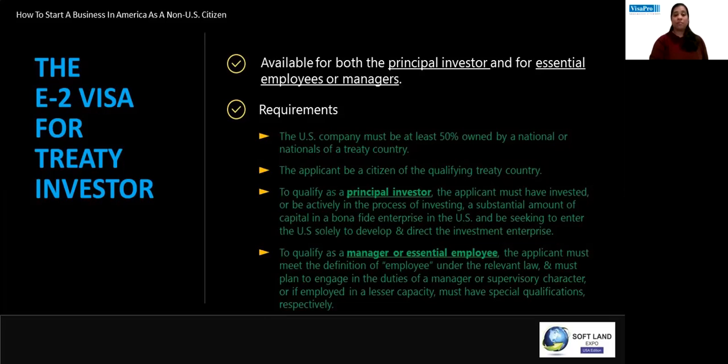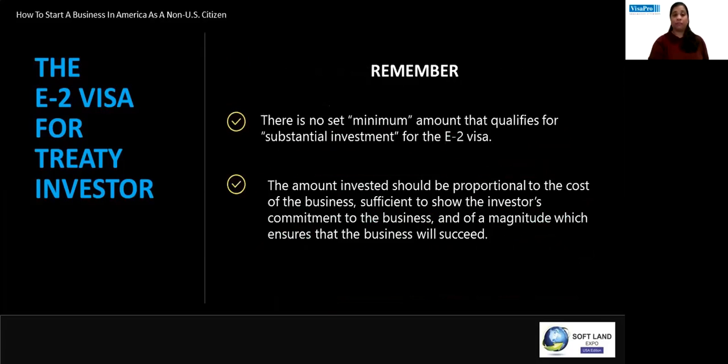To qualify as a manager or essential employee, the applicant must meet the definition of employee under relevant law and must plan to engage in the duties of a manager or supervisory character, or if employed in a lesser capacity, must have special qualifications, respectively.